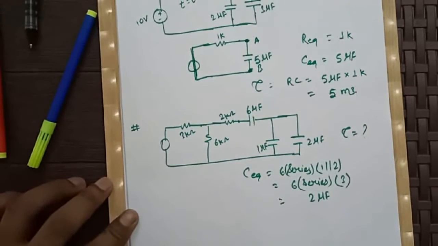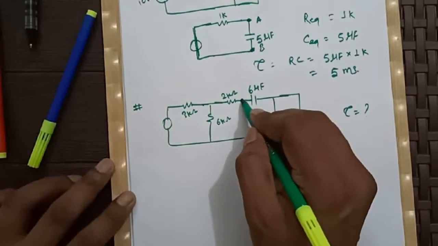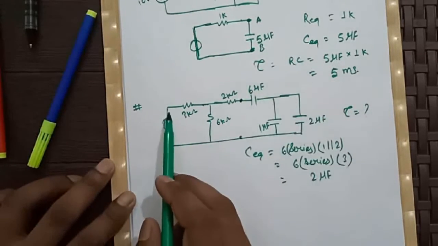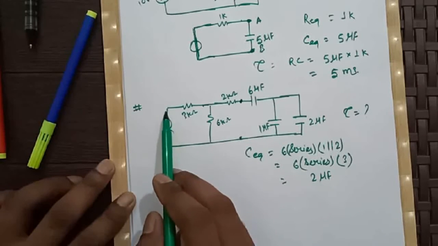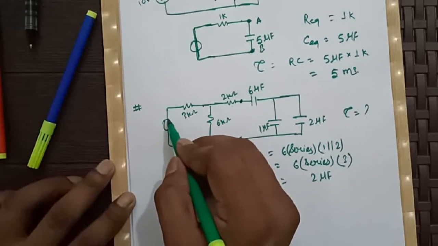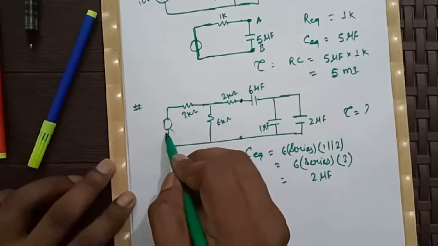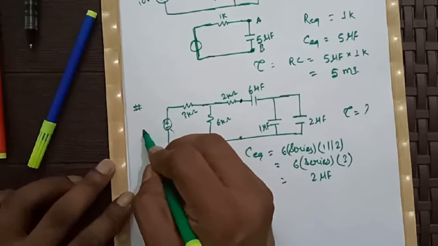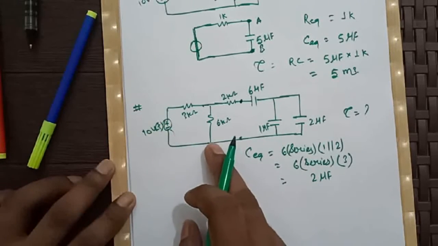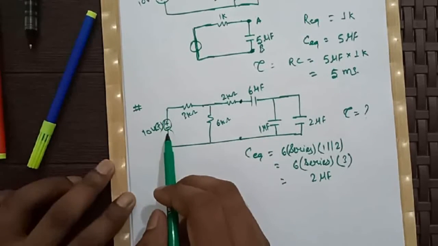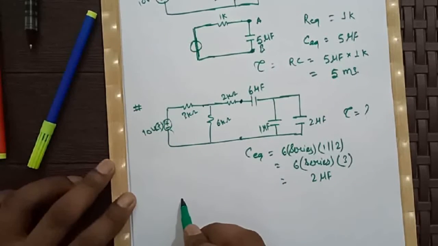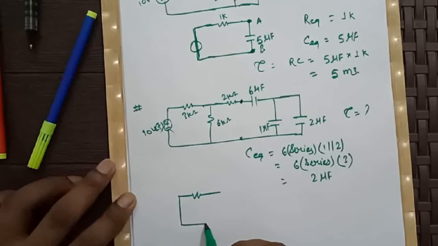Now our next target is to find R equivalent. What will be R equivalent between these two terminals? When we find the equivalent resistance, we will short circuit this voltage source. I forgot to mention here that this is a voltage source, let us say this is 10 V. So for finding the equivalent resistance, we will short circuit this voltage source. After short circuiting this voltage source, the circuit will get transformed into this.